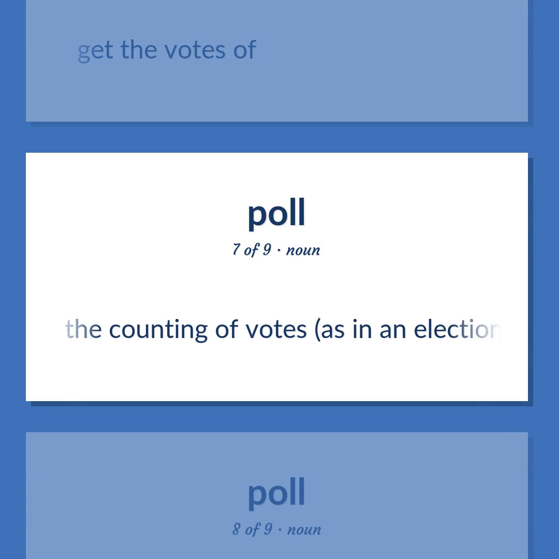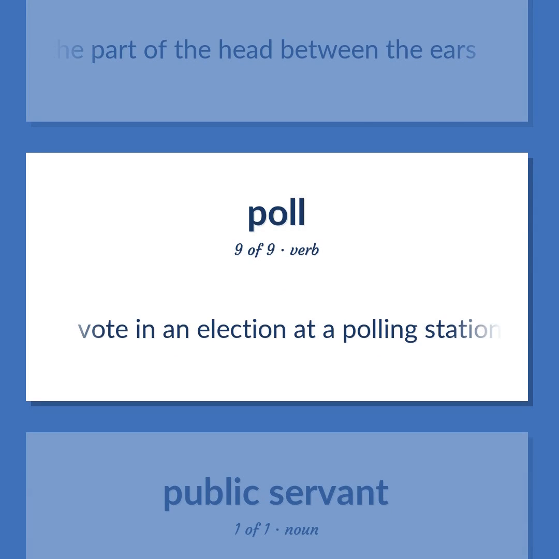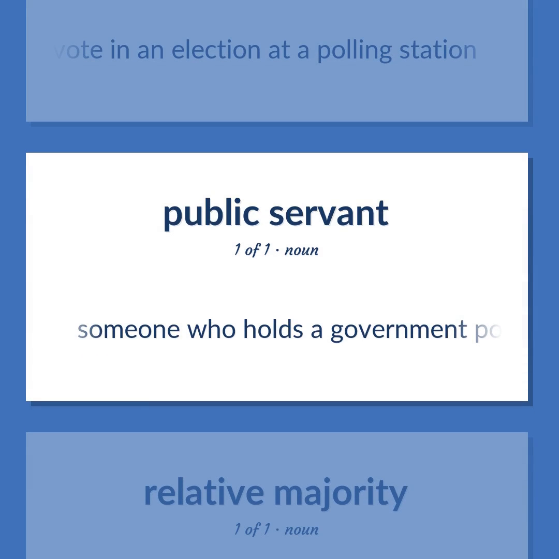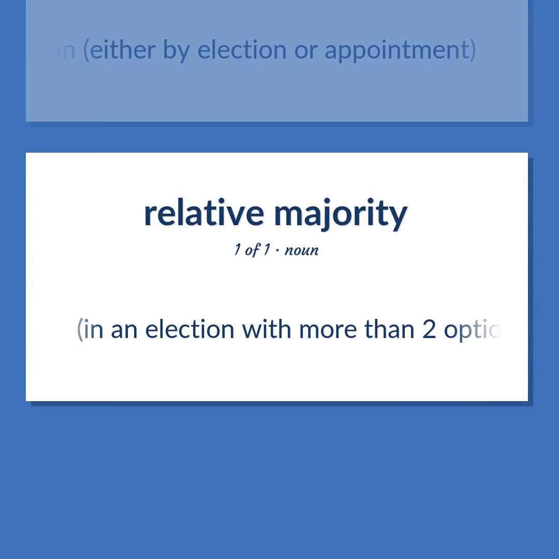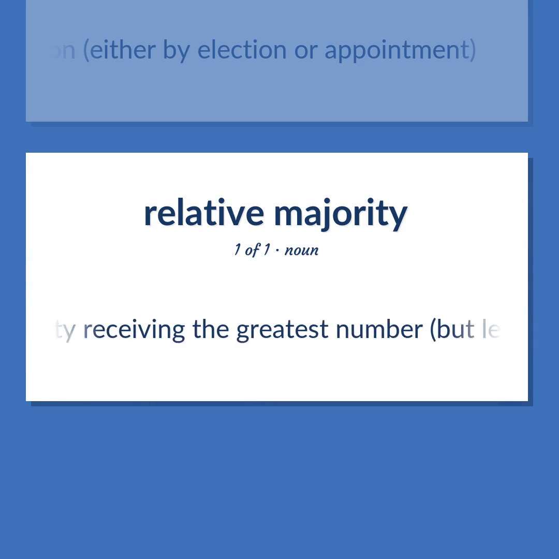The counting of votes, as in an election. The part of the head between the ears. Vote in an election at a polling station. Someone who holds a government position, either by election or appointment. In an election with more than two options, the number of votes for the candidate or party receiving the greatest number, but less than half of the votes.